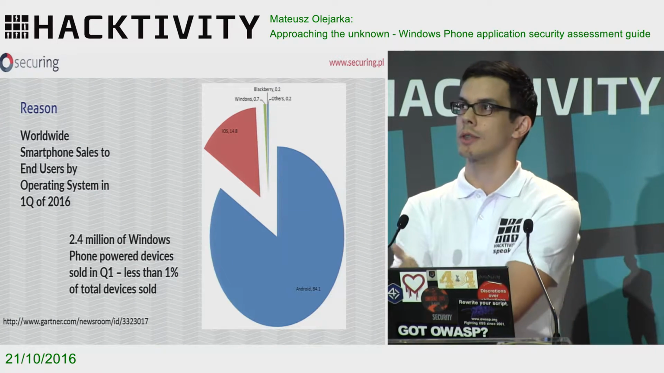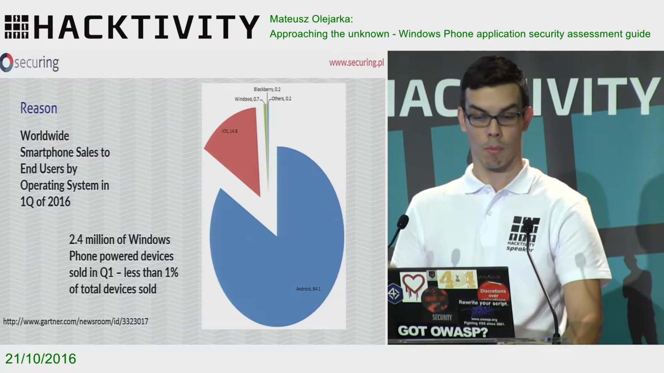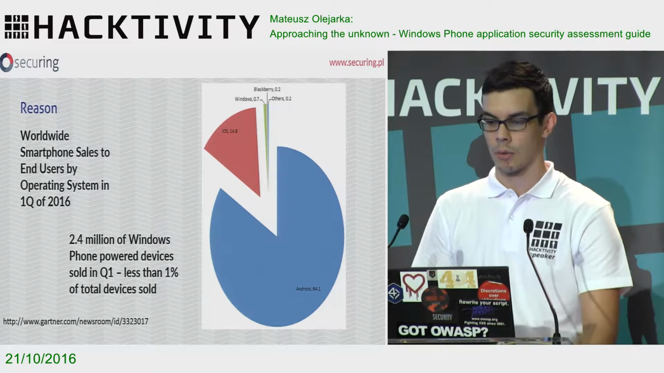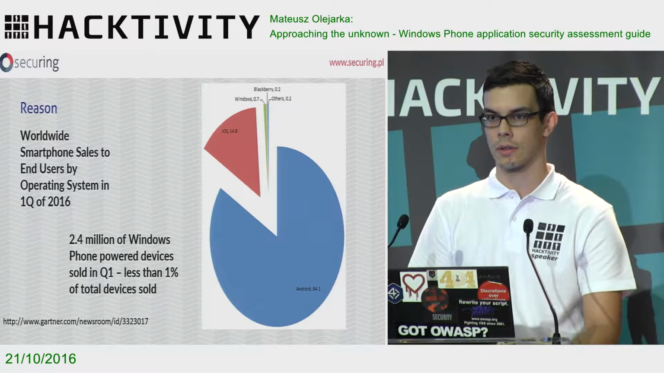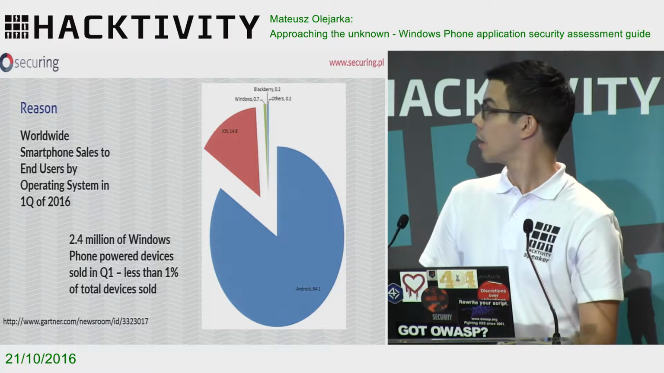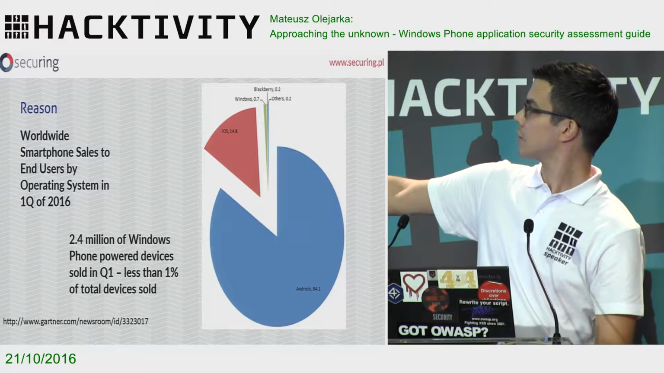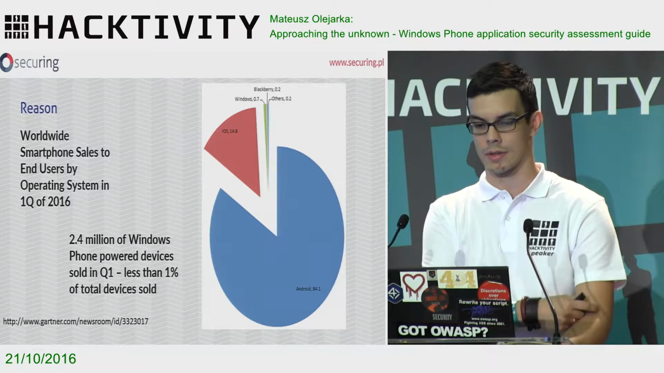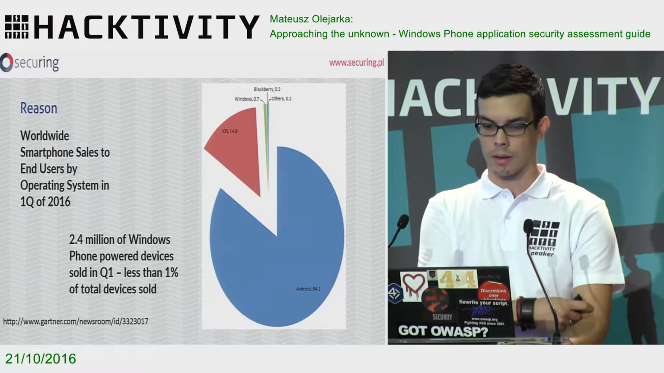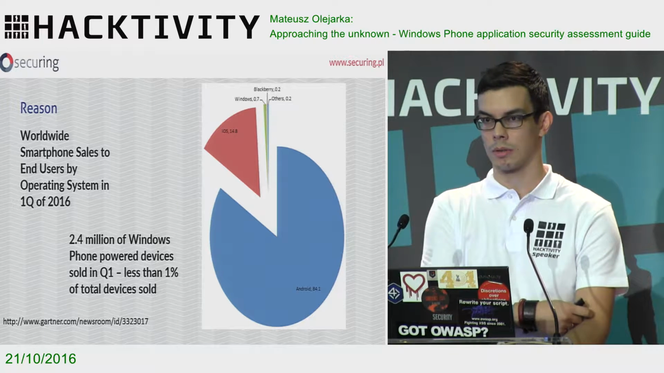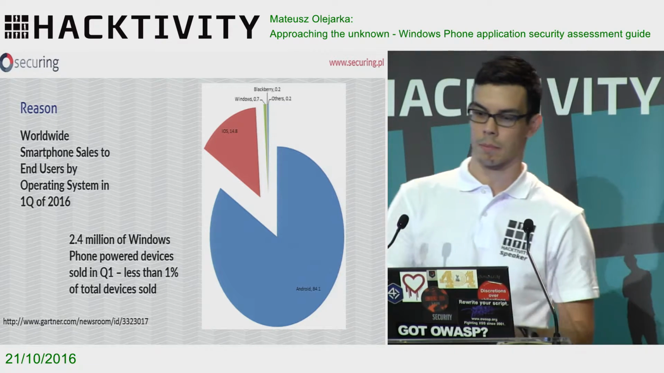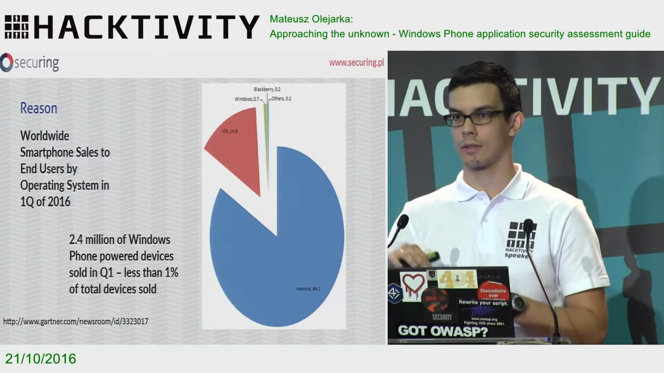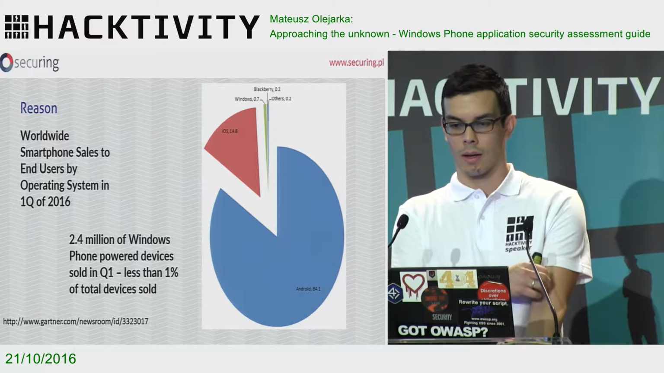I tried to look for hard data, but I think the market share of Windows Phone mobile devices is around a few percent. Here is the hard data I pulled out from Gartner, which says that in the first quarter of this year, Microsoft sold 0.7% of all mobile devices with the Windows Phone operating system. It is 2.4 million devices globally, quite small, but somehow Windows still survives, right? Still floats on the surface.